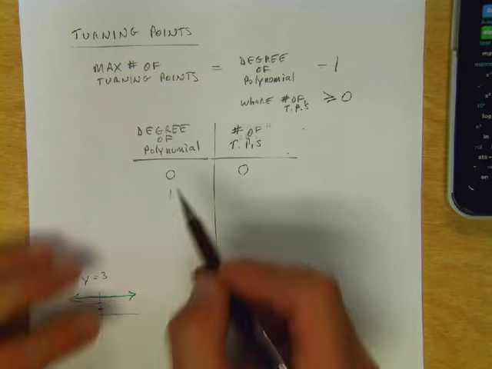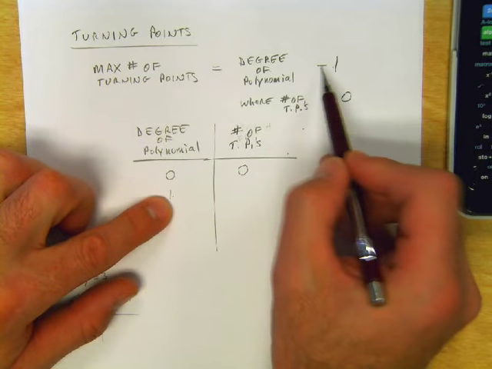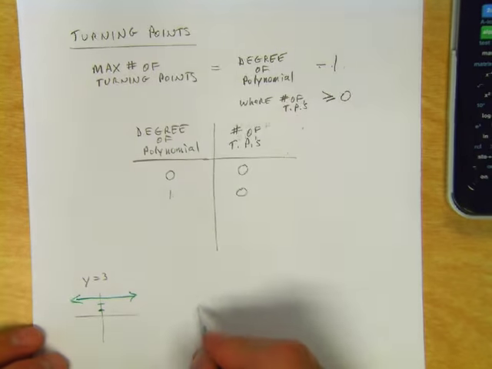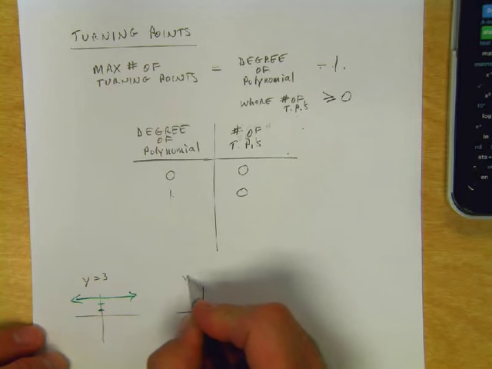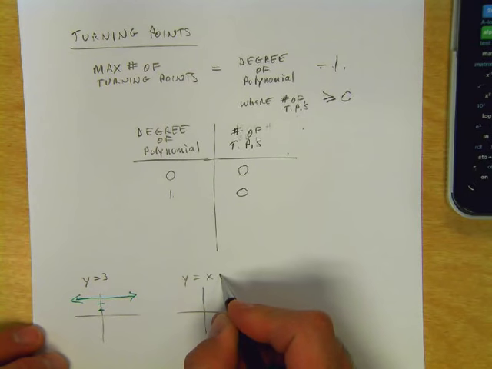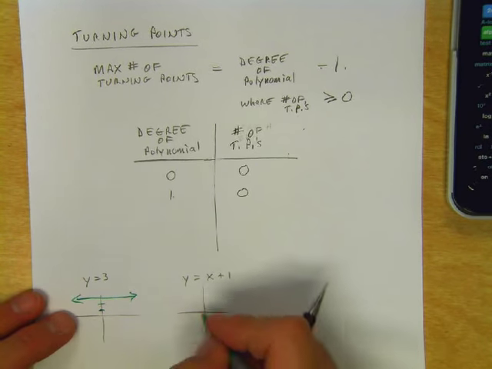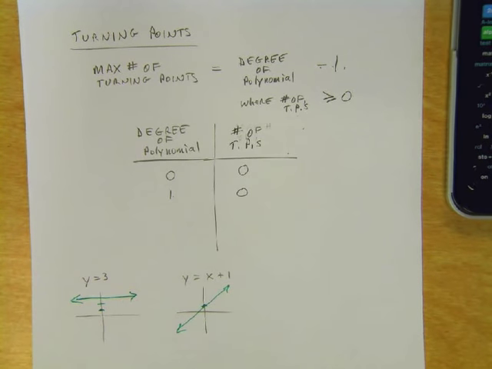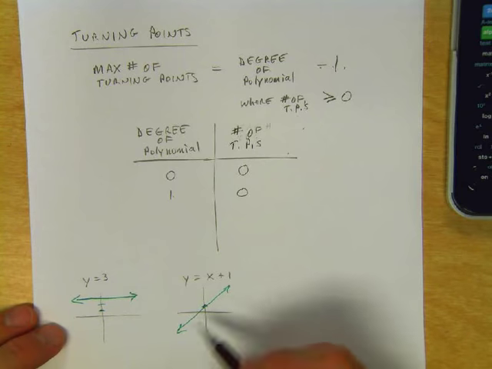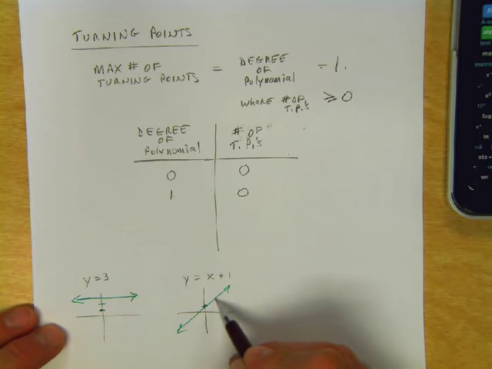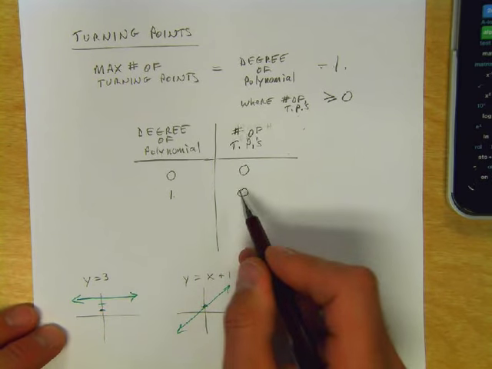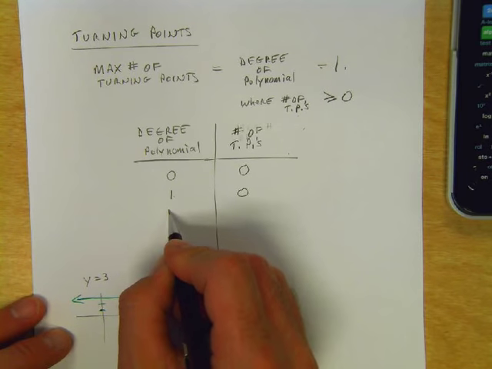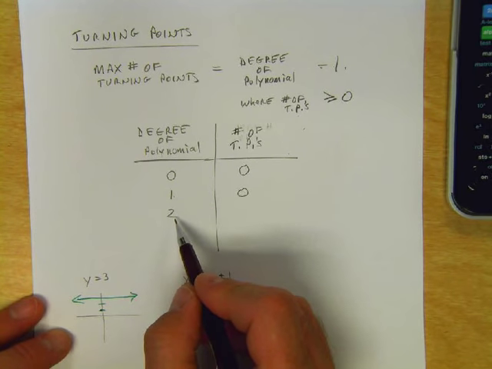It's straight. It doesn't have any turning points. What's the degree of the polynomial? What's 1 minus 1? 0. So say like y equals x plus 1. Remember, a turning point is a location where you go from up to down or down to up. With a linear equation, you're always going one direction, so 0 turning points.